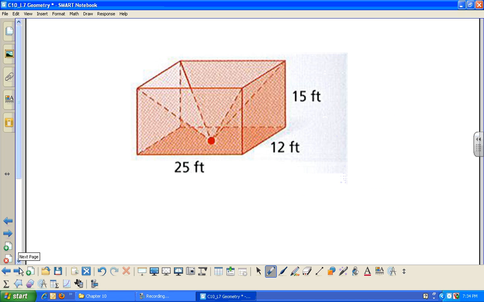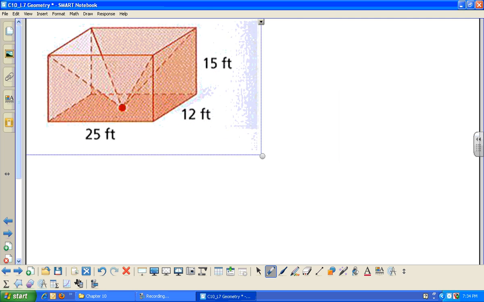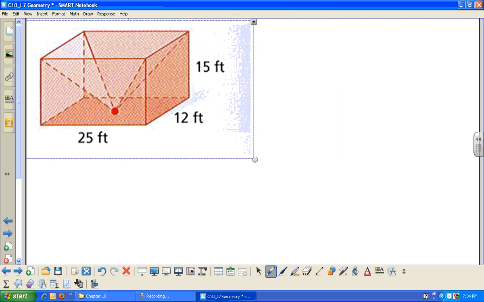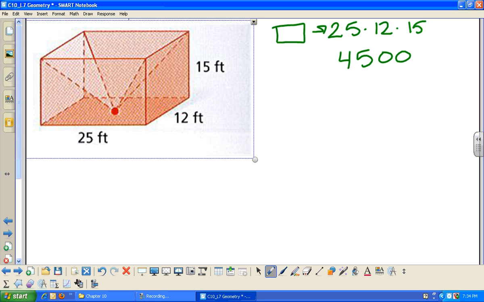Now I want to find the volume of this compound figure. It might be hard to tell, but it's basically a rectangular prism with a rectangular pyramid taken out of it. So the first thing I want to do is find the volume of the rectangular prism. If I look at just the rectangular prism, that would be 25 times 12 times 15, which is 4,500.